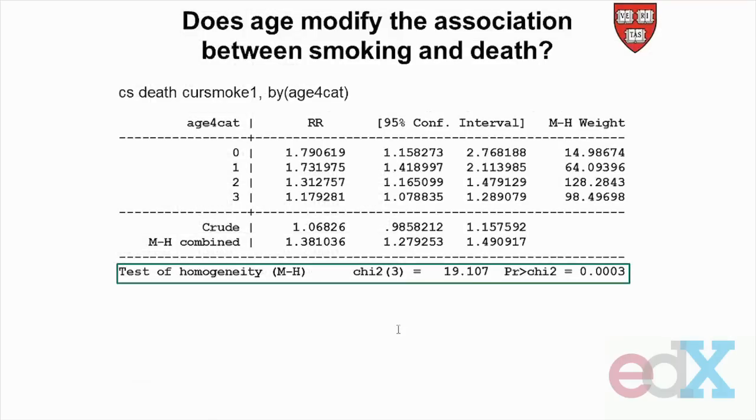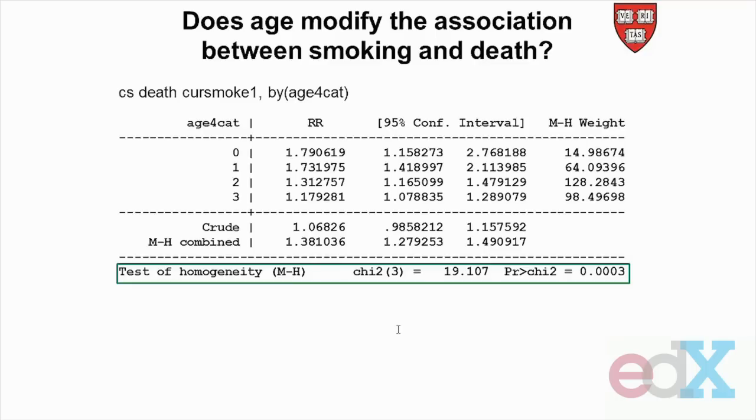Now what you can see is the results that we showed you last week, in which we see that all of the risk ratios are greater than 1. The risk ratio for death is higher among smokers than non-smokers for all age groups. And the risk ratios range from 1.18 for people greater than 60 years of age to 1.79 for people under 40. We've already seen that the crude estimate shows that overall the risk of death is 1.07 times greater among participants that reported smoking at visit 1 compared to those who were not current smokers at visit 1.